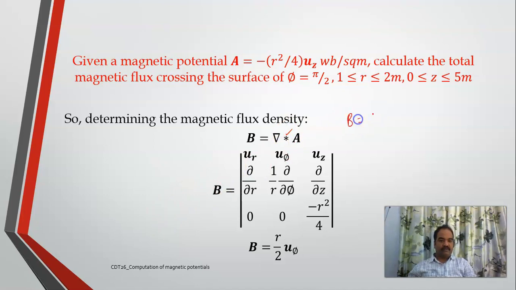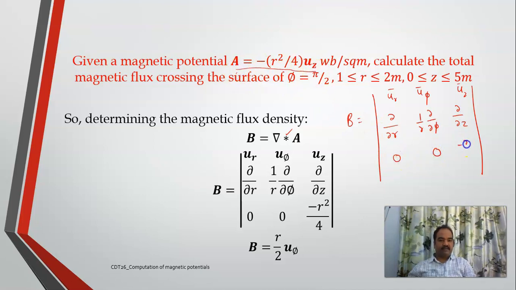So how do we do the cross product? We do have u_r, u_phi and u_z, right? So the first one is dou by dou r. This is 1 by r dou by dou phi, and this is dou by dou z. And in A, only the u_z component is given; the others are 0, 0, and this is minus r square by 4. So how to perform this one?